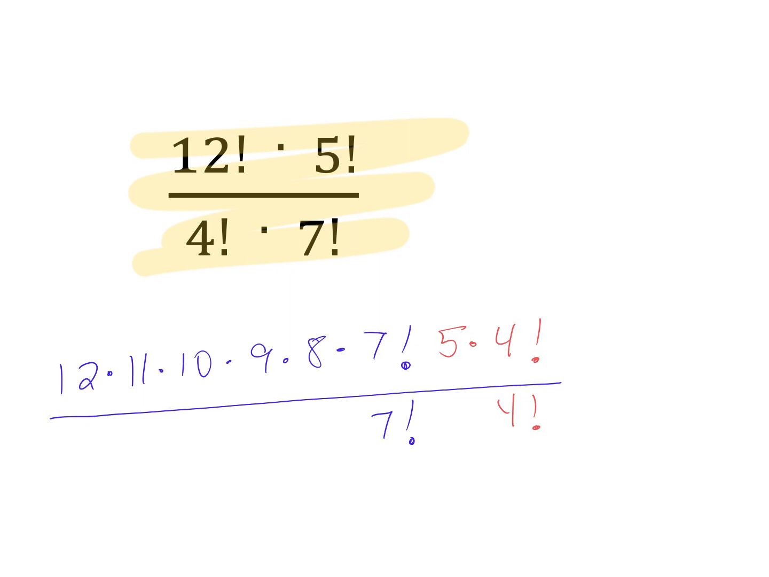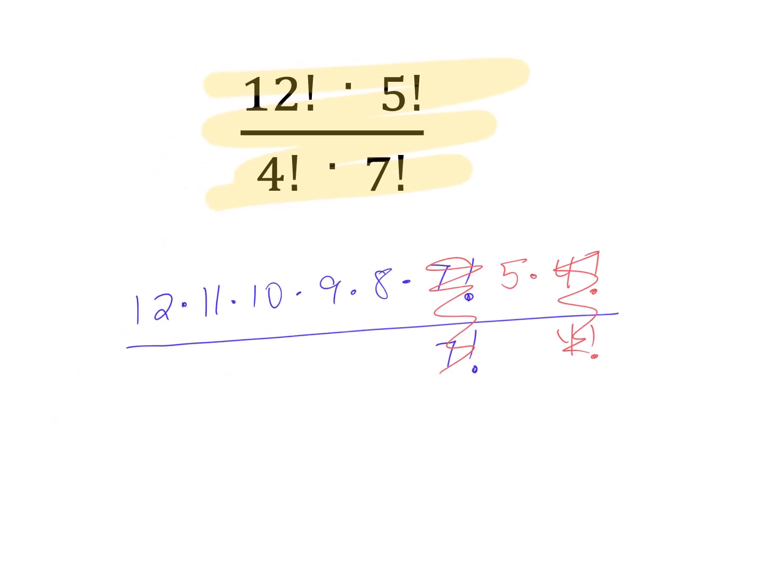So if you wrote out 7, 6, 5, 4, 3, 2, 1 on the top, you could write it on the bottom and cross them out. Same thing with the 4s. But notice the 4 and the 7 in the denominator are separate. That is not 4 times 7 factorial. It's 2 different things. So these 2 cancel, correct? And then what do you have here? 12 times 11 times 10 times 9 times 8 times 5.